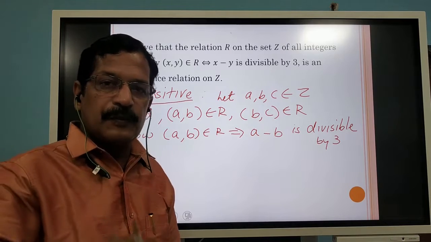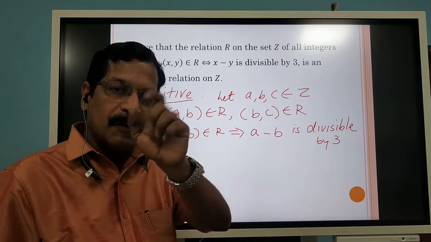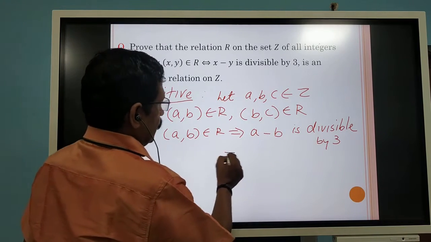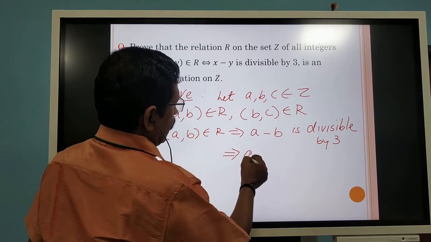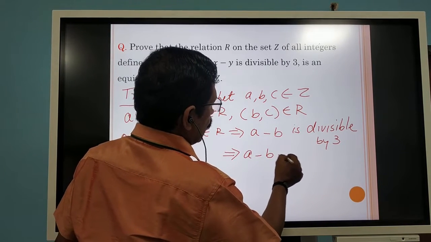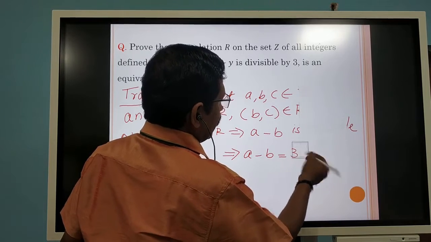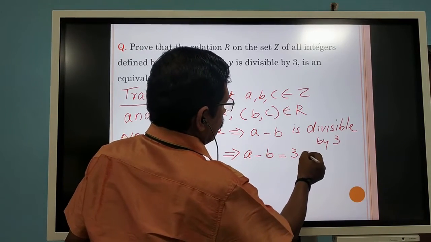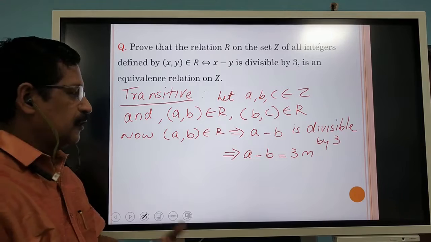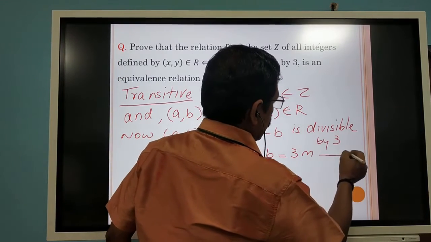A minus b is divisible by 3 means a minus b is a multiple of 3. So, implies a minus b is equal to some 3m, where m is an integer. I am taking this as equation number 1.